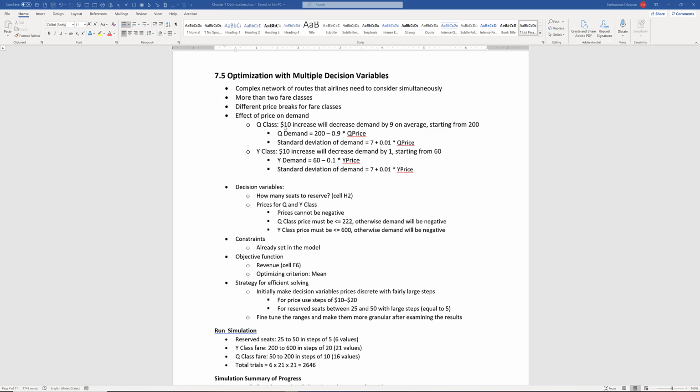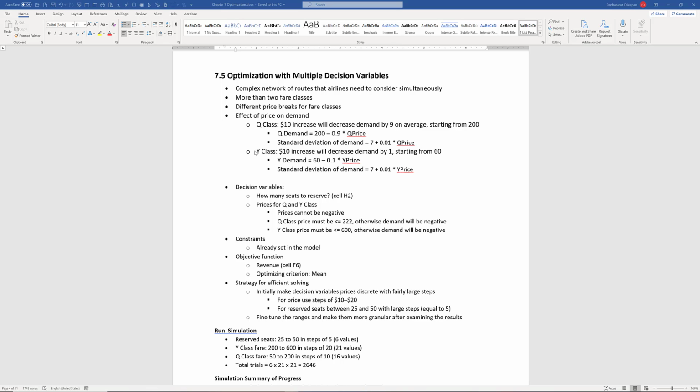So, the effect of price on demand. For Q class, every $10 increase will decrease the demand by 9 on average, starting from 200. So the mean demand is 200 minus 0.9 times Q price. If the Q price goes up by $1, then the demand will go down by 0.9. So that's for Q class. And we'll assume the standard deviation is going to be that.